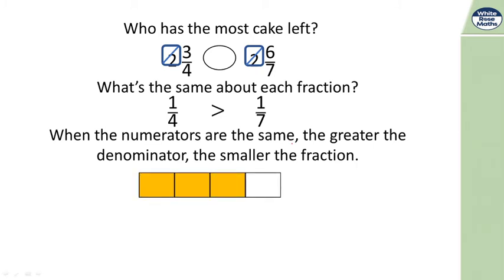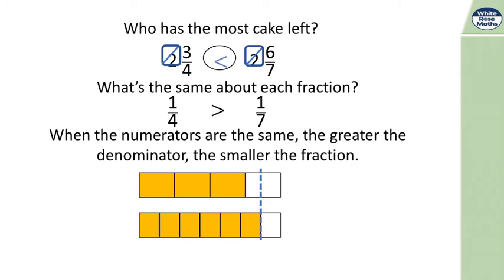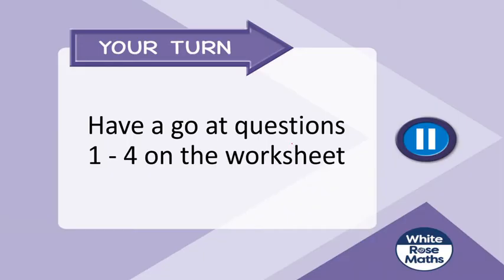This is just another way to look at it. So 1/4 is bigger than 1/7. We have 3/4. We have 6/7. You can see that 6/7 is bigger than 3/4. So that's just doing it in the bar model, making sure your wholes are the same length and then comparing them. So Amir has the most cake left.